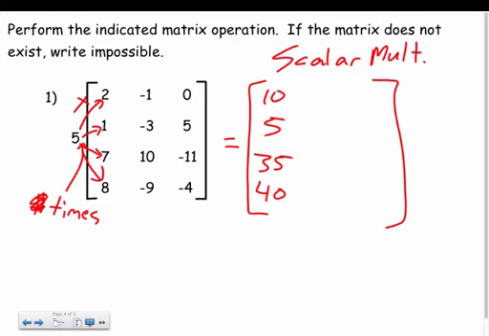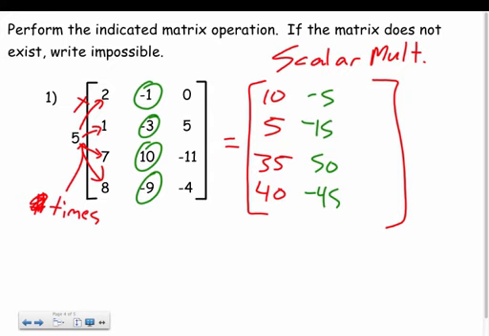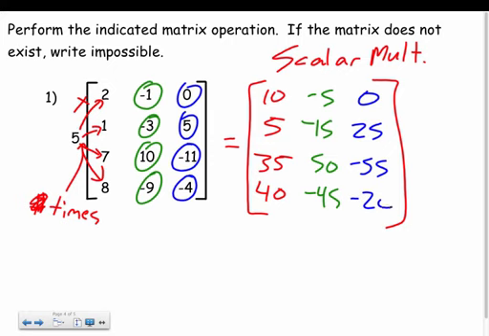And then I go to the second column. 5 times negative 1 is negative 5. 5 times negative 3 is negative 15. 5 times 10 is 50. 5 times negative 9 is negative 45. Yeah, I think you get the idea. 5 times 0 is 0. 5 times 5 is 25. 5 times negative 11 is negative 55. And 5 times negative 4 is negative 20.